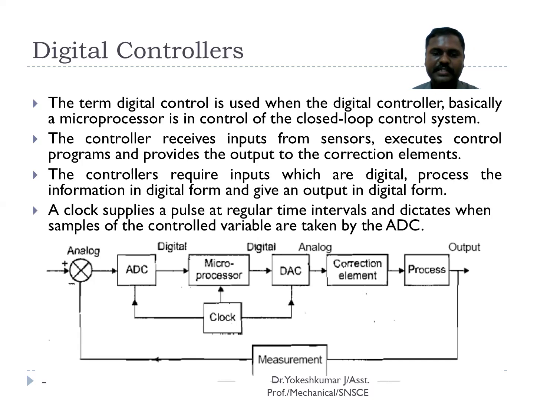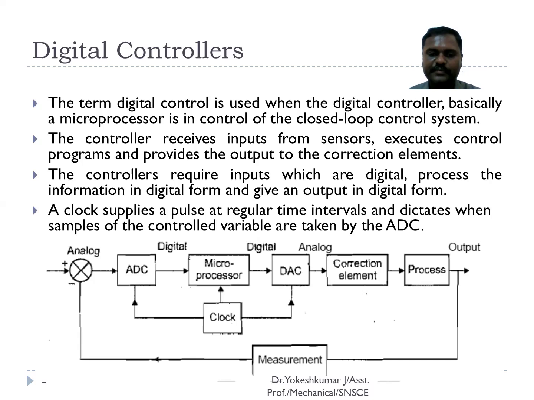The programs are executed based on the error signal and the result is sent to the DAC, the digital to analog converter. Most systems are operated only by analog signals, but we are giving the output from the microprocessor in digital form. So there is a necessity to convert the digital signal into an analog signal. For that we use a DAC, the digital to analog converter. These three elements, that is the ADC, microprocessor and DAC, are monitored by means of a clock.